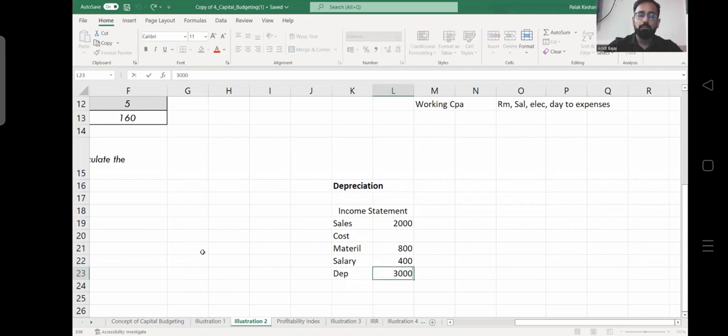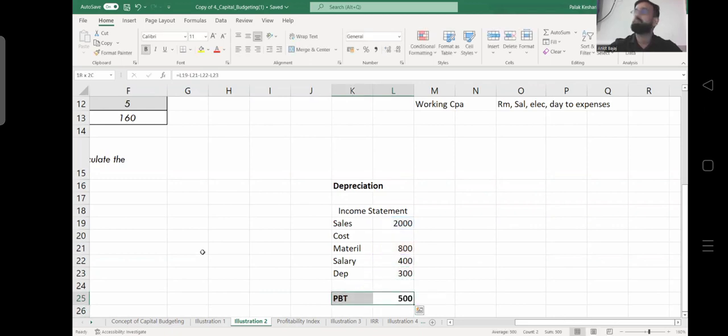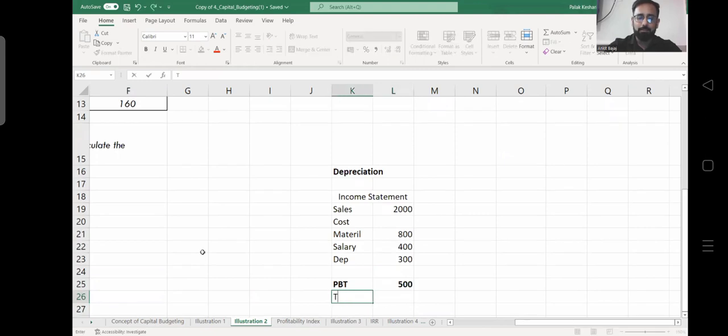Now, what is going to be the PBT of the company in this case? Simply, I will reduce expenses from sales and I will get the PBT. Sales minus material cost minus salary minus depreciation. So PBT is how much here? PBT is 500 crore. Is it clear? Now, if I ask you to calculate tax liability, let's suppose in India you have to pay 30% tax. So how much tax will you be paying to the government? It is going to be 30% of 500. You have to pay 150 crore tax.